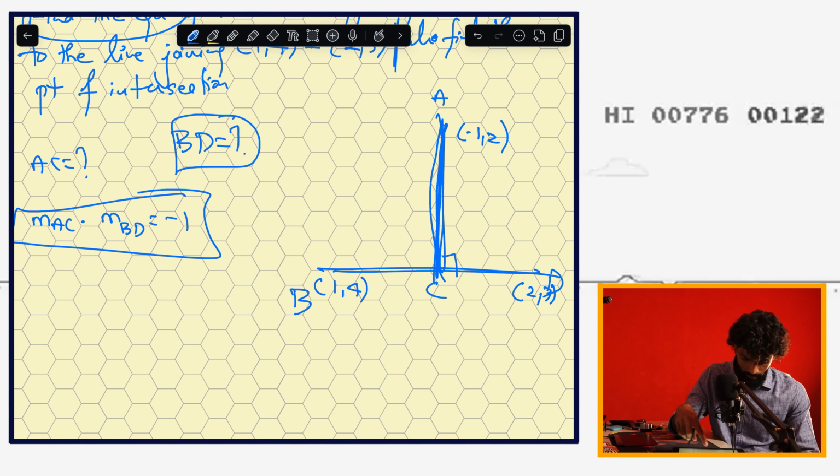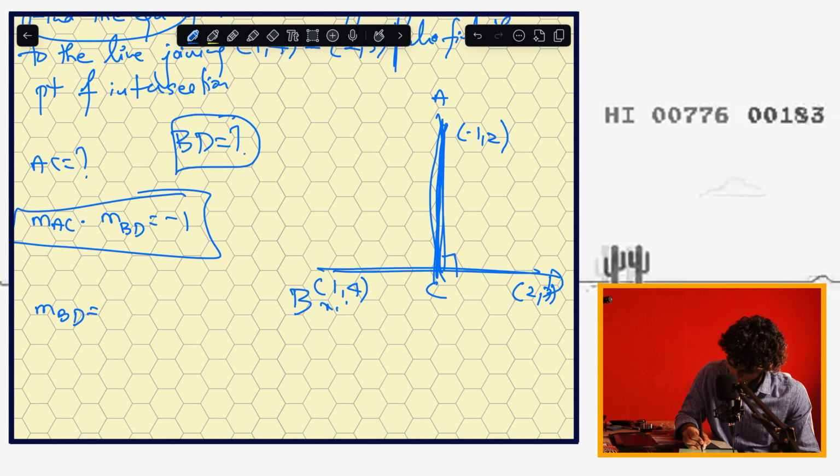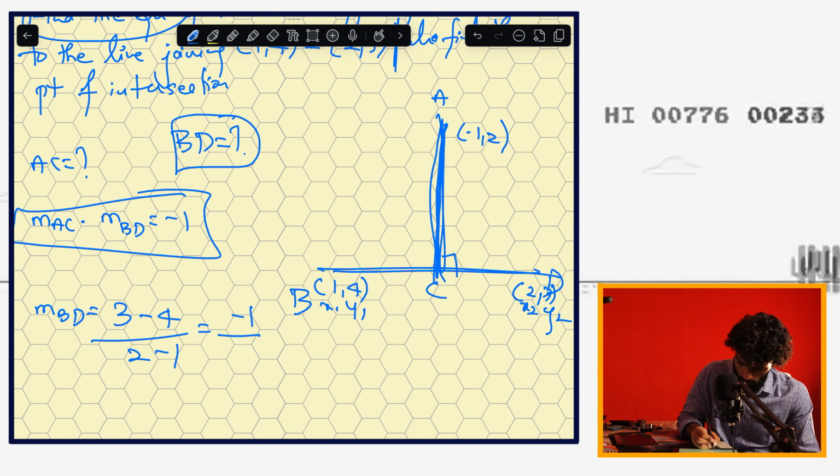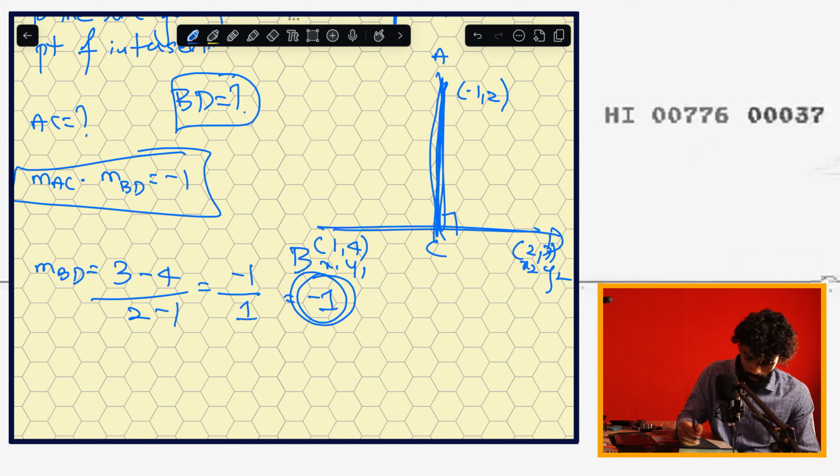So now let me start off with this. I'll find the slope. So m of BD will be given by y2 minus y1 over x2 minus x1, with points x1 y1 and x2 y2. y2 minus y1 becomes 3 minus 4 over 2 minus 1. The answer is -1 by 1, so the answer is -1. m of BD is -1. So m of AC, after applying this specific slope formula, I'll get the answer as +1.